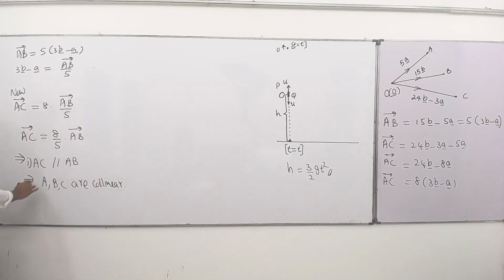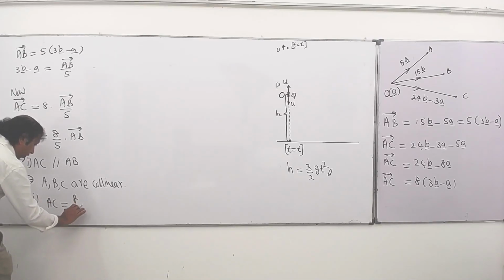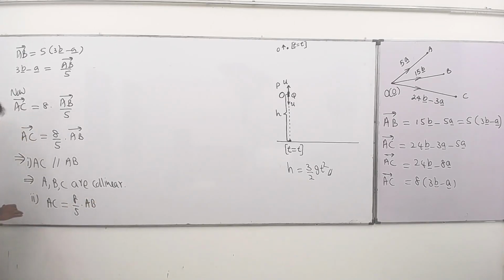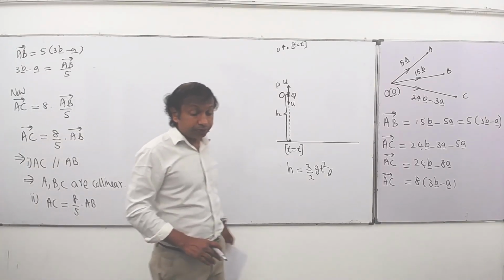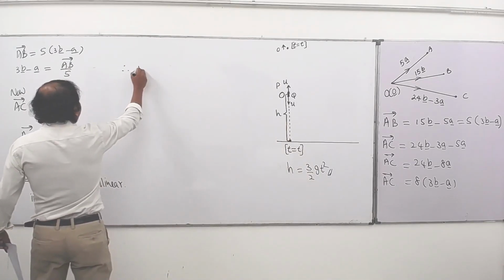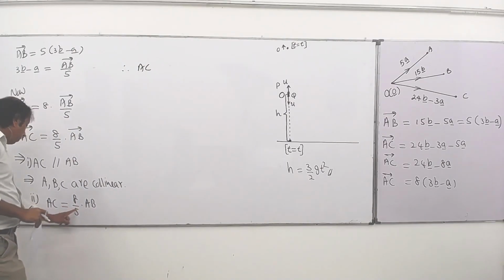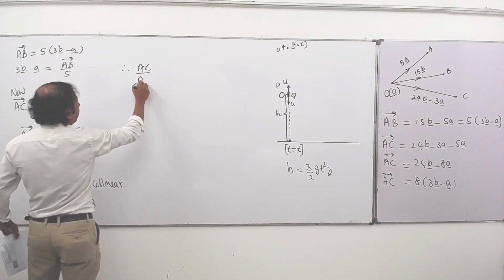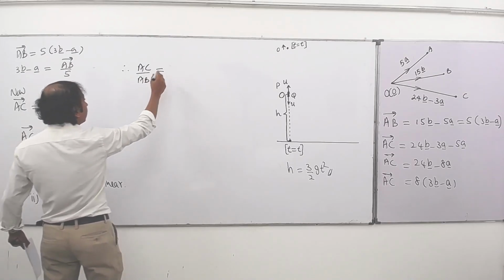Secondly, people, by this relation, what do you get? Second thing, when two vectors are equal, left magnitude is equal to right magnitude. Left magnitude is AC length. Right magnitude is 8 upon 5 AB length. This is what we get by this equality of two vectors. Understood? Then we can write by this, therefore AC, bring this AB here, left hand side denominator, it is 8 by 5.